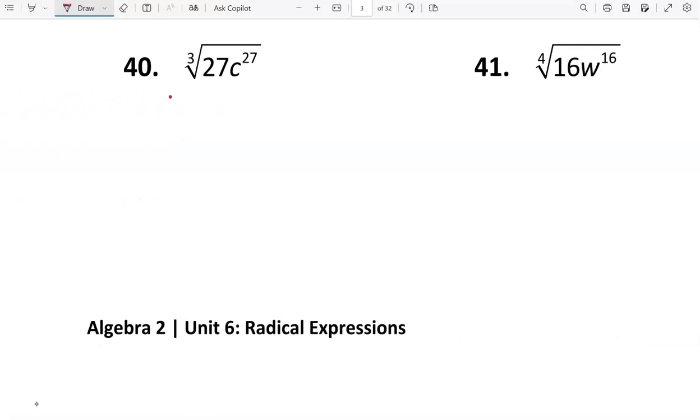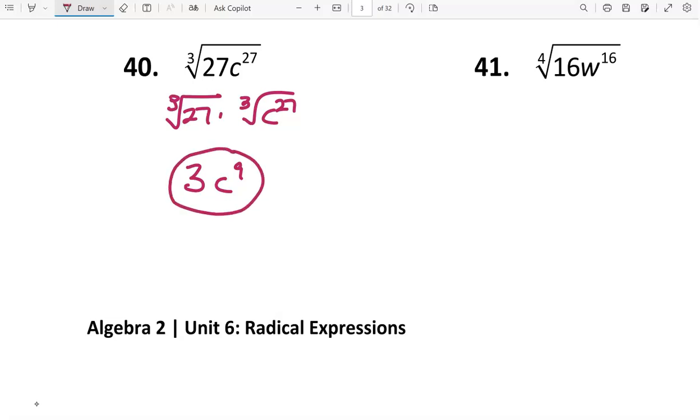In number 40, this is the cube root of 27 times the cube root of c to the 27th power. Cube root of 27 is 3, and when we are simplifying an exponential expression, the index of the radical divides evenly into this exponent. 3 into 27 goes 9 times, so c to the 9th power. So we have a final answer of 3c to the 9th power.